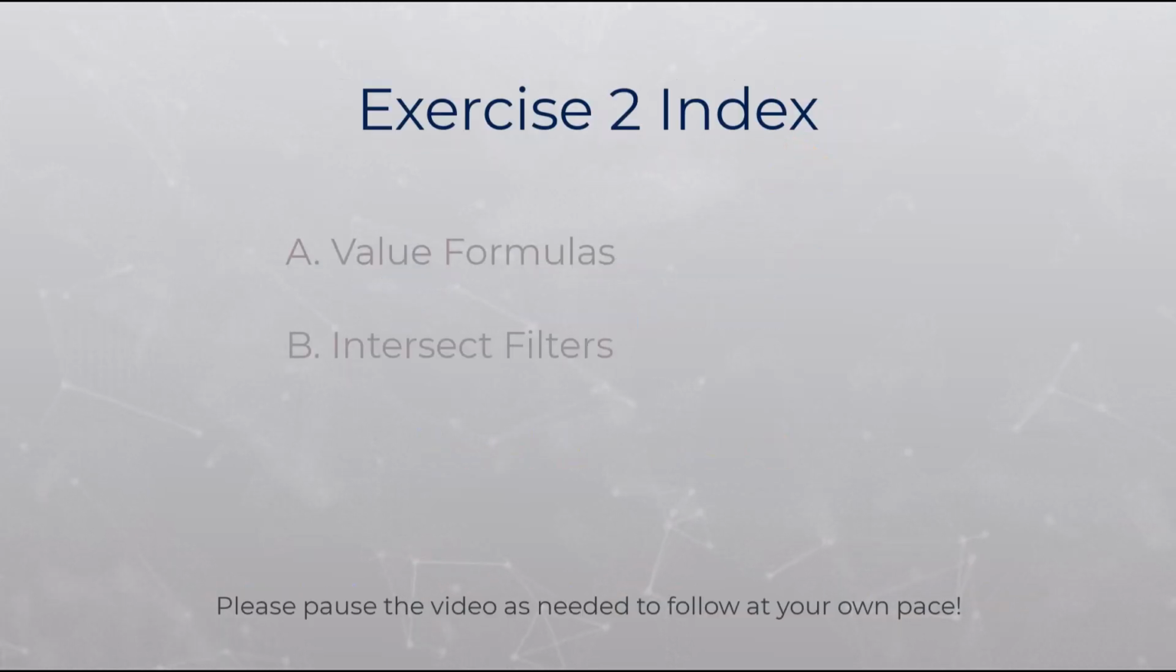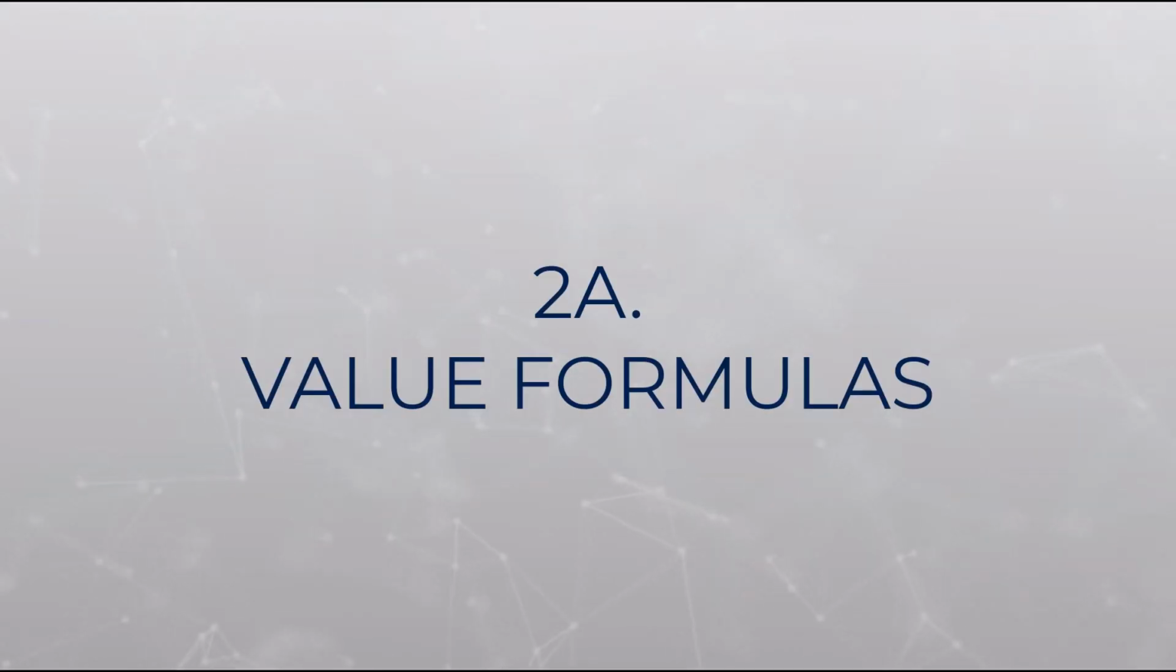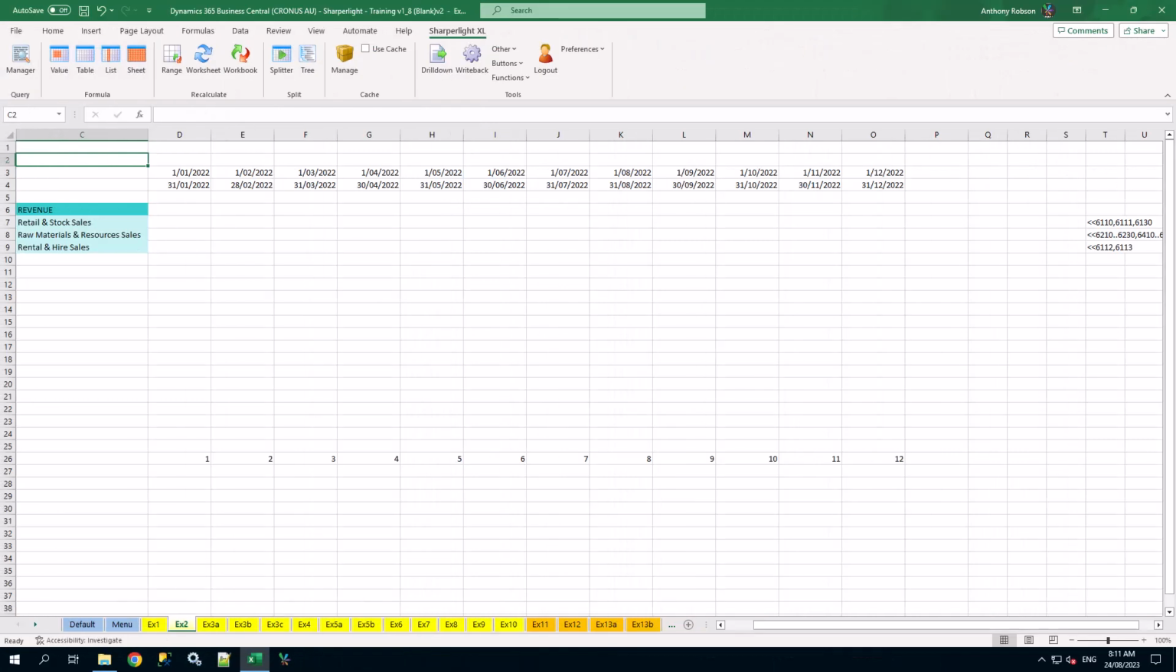Exercise 2 has two parts, A and B, with part A going through more on value formulas and part B showing intersect filters. This exercise continues on the same workbook from the previous exercise. Open the sheet for Exercise 2.